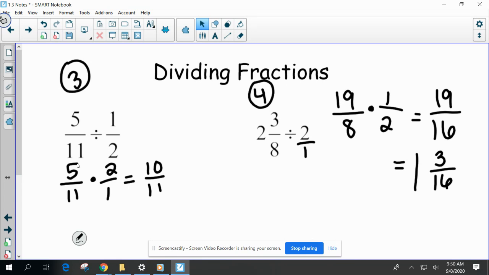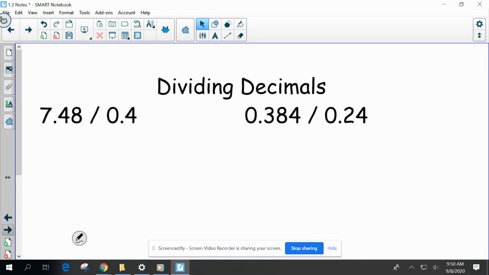Okay, so now we're going to look at dividing decimals. So we're going to have to do some long division. So here's number 5 and number 6. So when we do long division of decimals, we first need to get rid of the decimal that you're dividing by. So you have 7.48 divided by 0.4. We can't divide by a decimal. So we need to get rid of it.